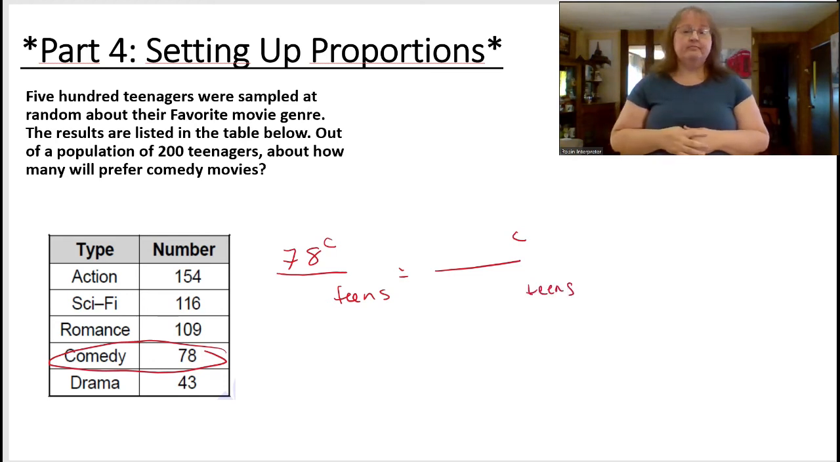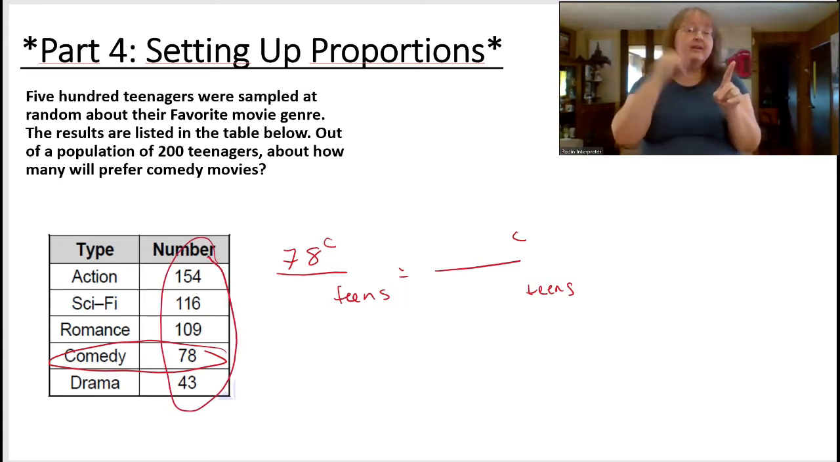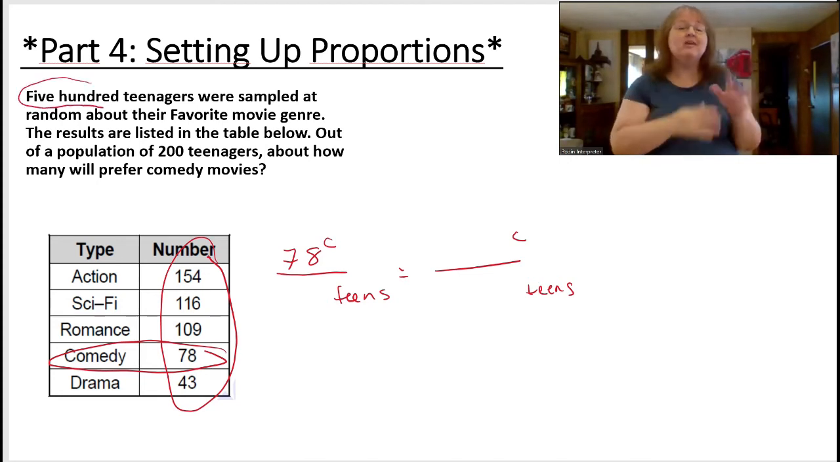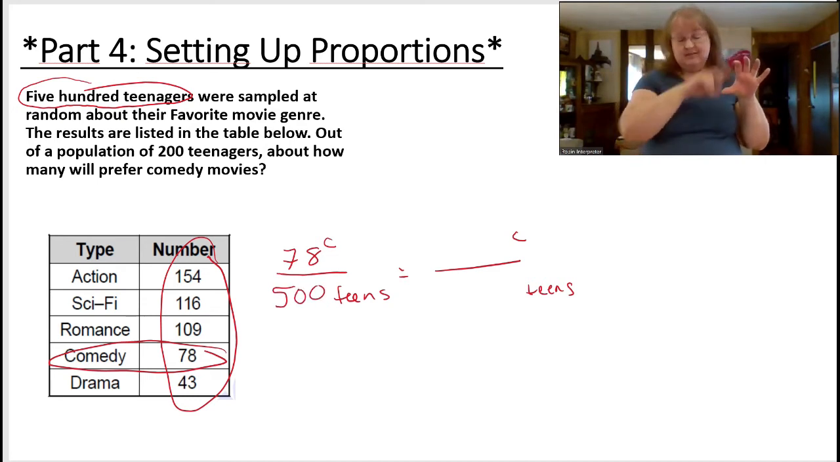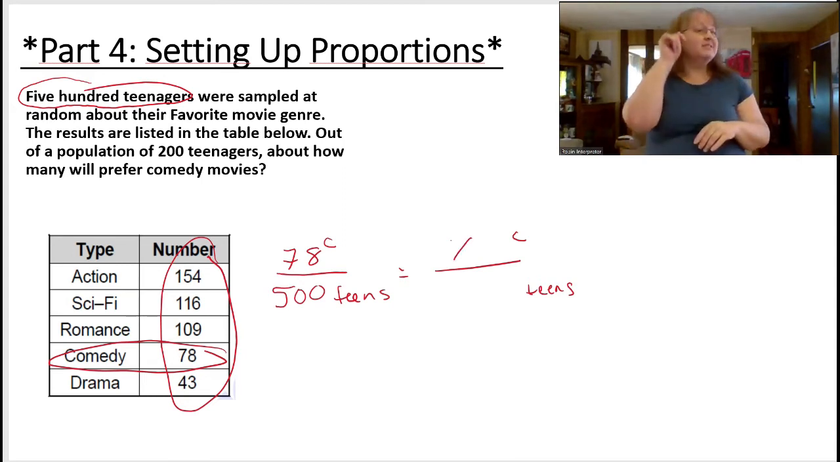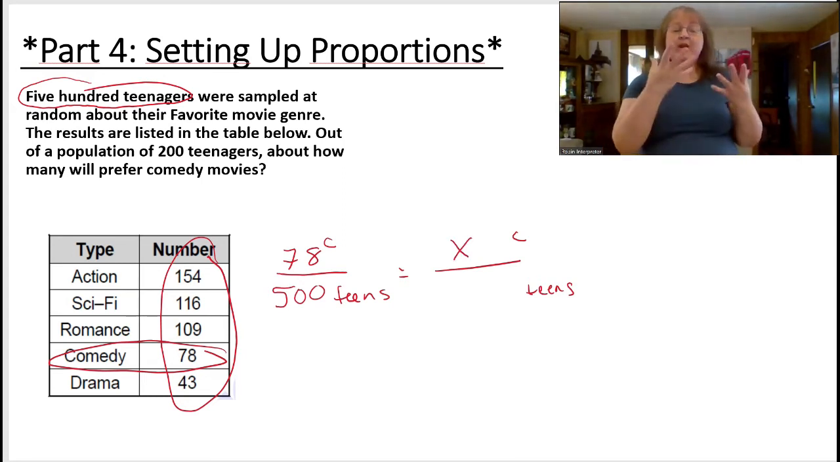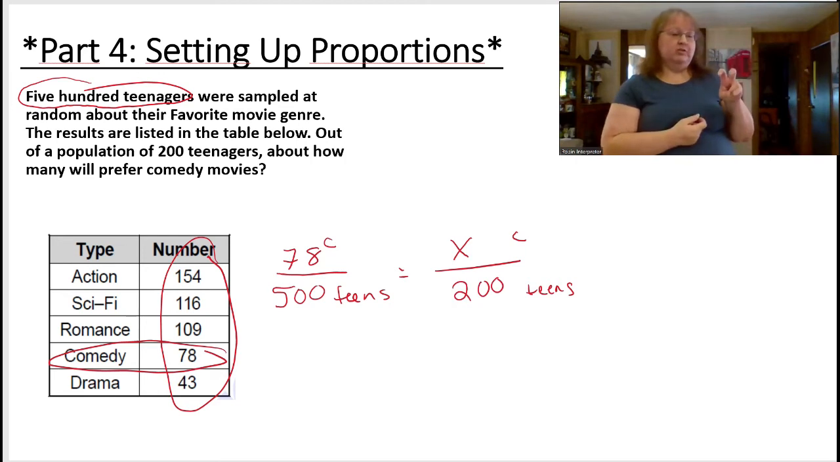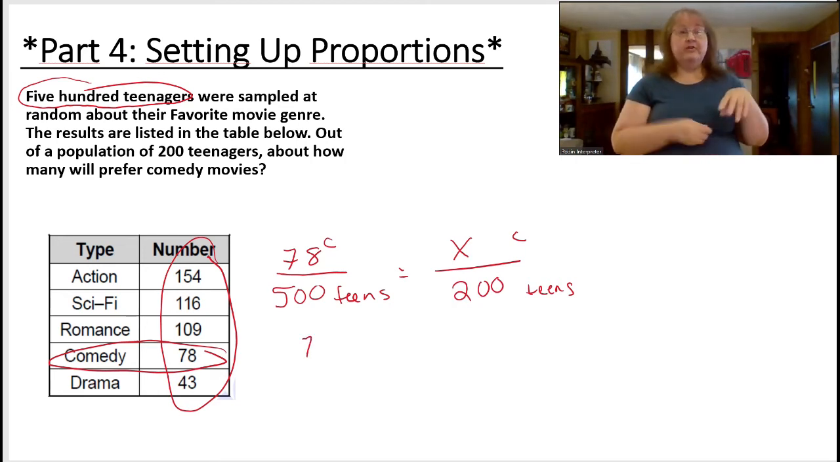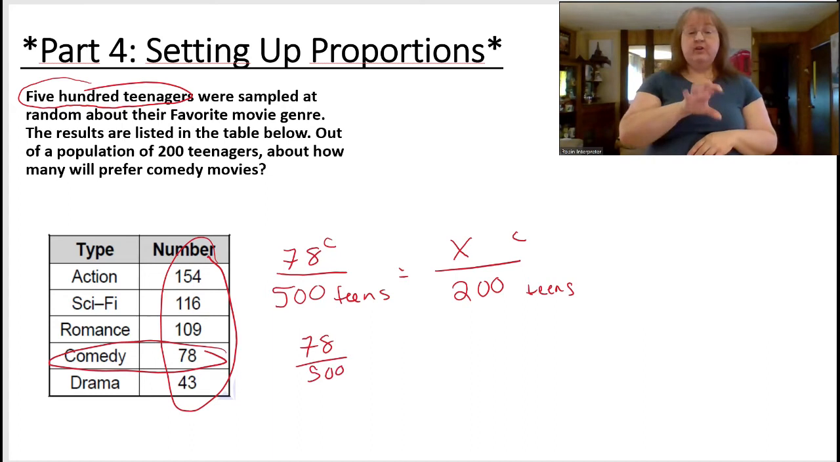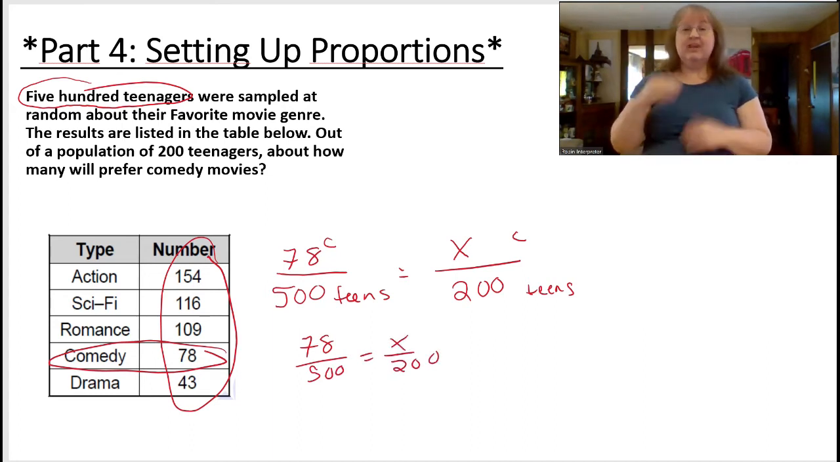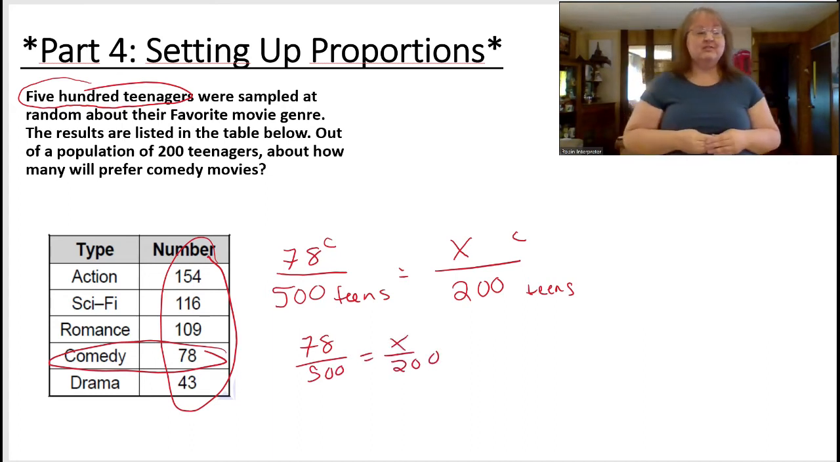So 78 comedy out of how many total? I'm going to have to add them all up. If I didn't read the first part, 500, so it should equal 500. So 78 teens out of 500 is the same as how many teenagers would want comedy out of 200. So we have 78 out of 500 equals x over 200, and then you go ahead and solve.